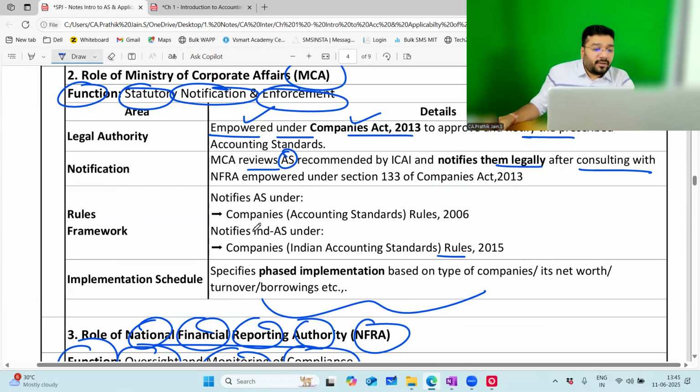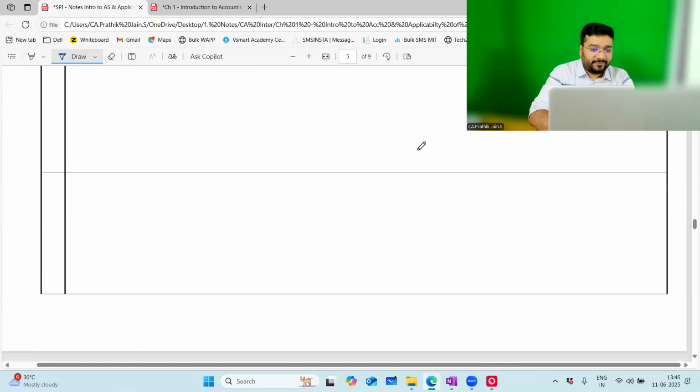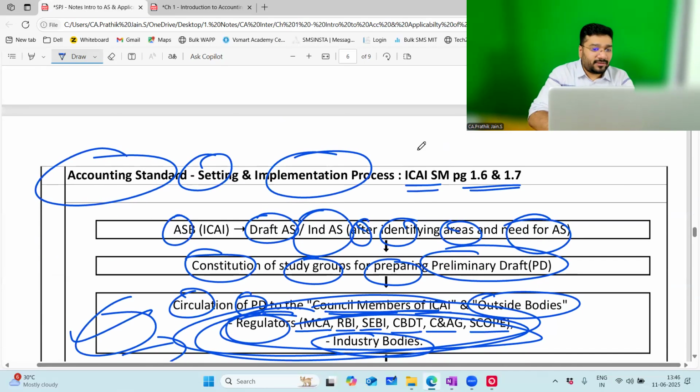See, this is for AS. This is for Ind AS. For AS, it is the Companies Accounting Standards Rules 2006 initially. Now this 2006 has become 2021. Any problem? Do you want to change back to 2006? Sir, any recommendation? Should I pass it on to MCA? No? Okay. Ind AS is still 2015. That will come. No, I have not touched it.